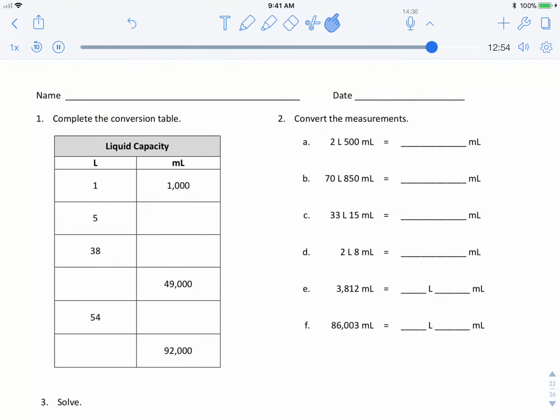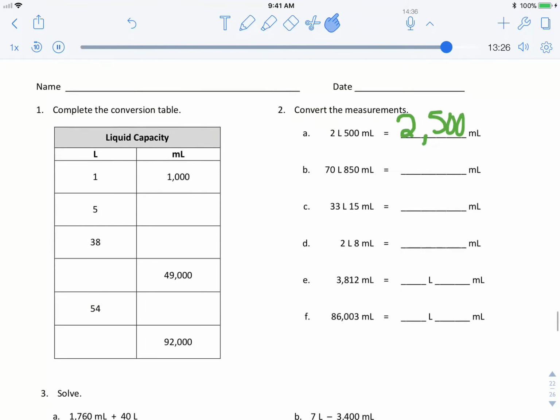Okay? This problem set looks a lot like your previous problem sets. Let's look at number 2A. 2 liters, 500 milliliters is the same as, well, remember 2 liters is the same as 2,000 milliliters. 500. So 2 liters, 500 milliliters is the same as 2,500 milliliters.